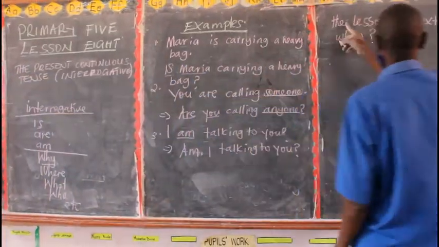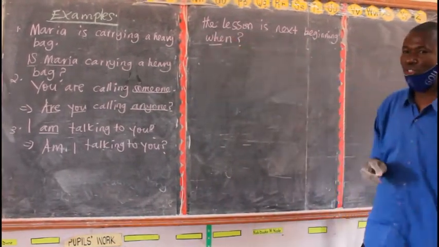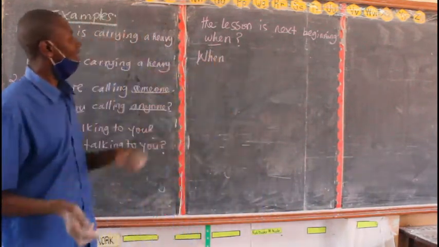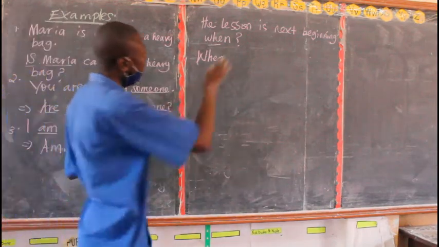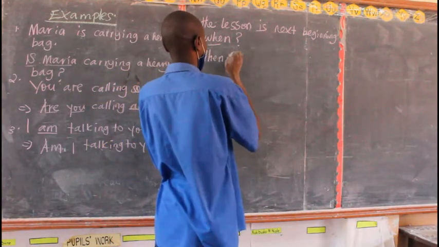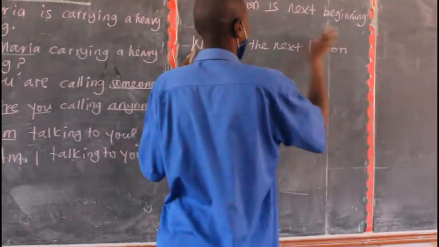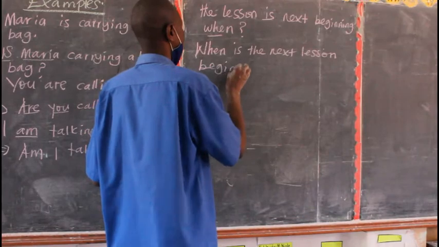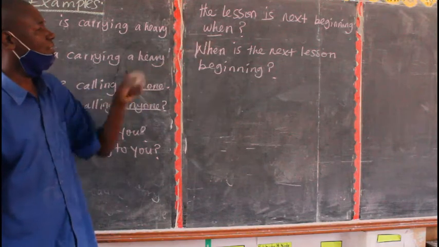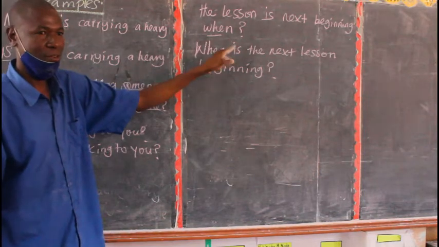So here you come and look for the questioning word. Is it there? Yes, it is there. That is the questioning word when. So it is going to be the first. Then after when, does it have a helping verb? Yes, the helping verb is there. That is, is. So it is supposed to be, when is the next lesson beginning? Question. This will be the answer. When is the next lesson beginning? So when, questioning word, then followed by a helping verb.